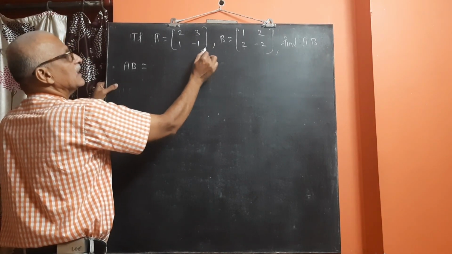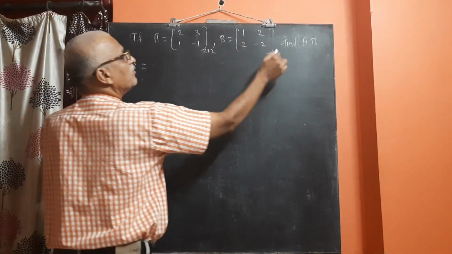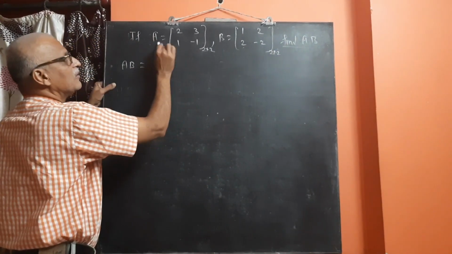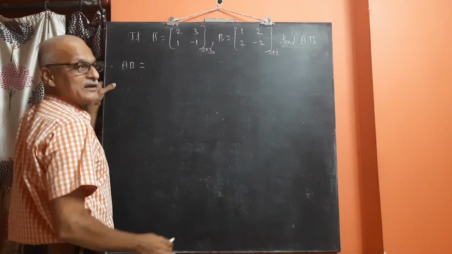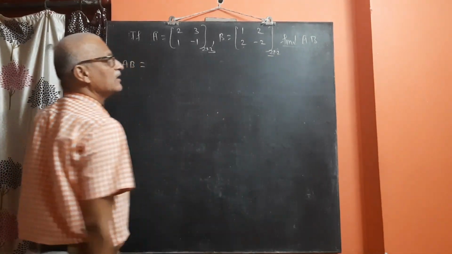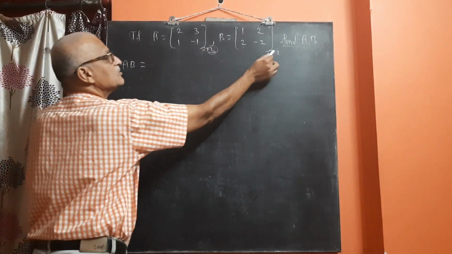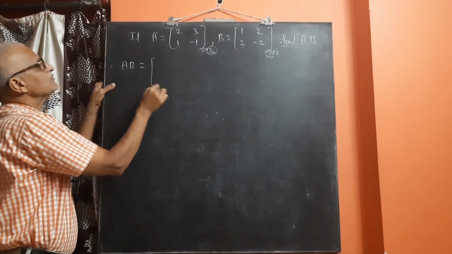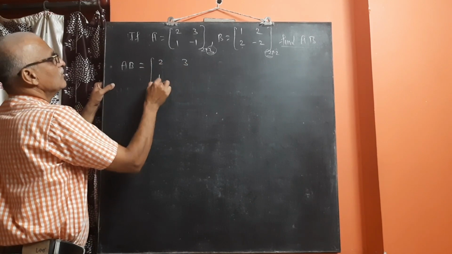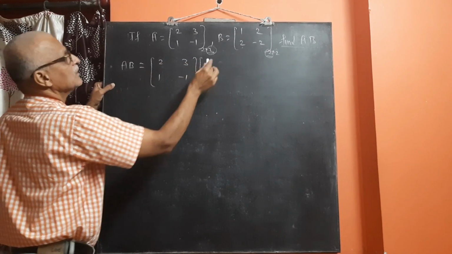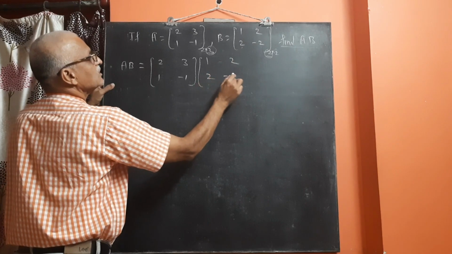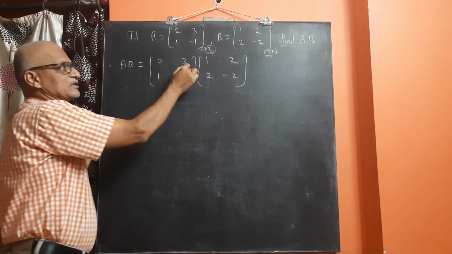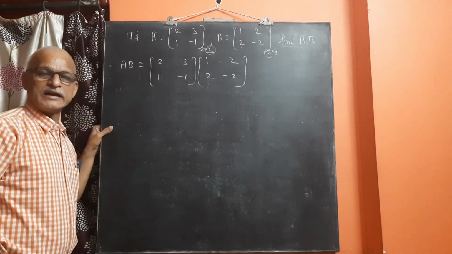The order of A is 2 by 2. The order of B is again 2 by 2. So the number of columns of the first one is equal to the number of rows of the second one. This 2 is equal to 2. That means we can find A into B. Now A into B is 2 3 1 minus 1 into 1 2 2 minus 2. What I told you: the row of first into column of second.